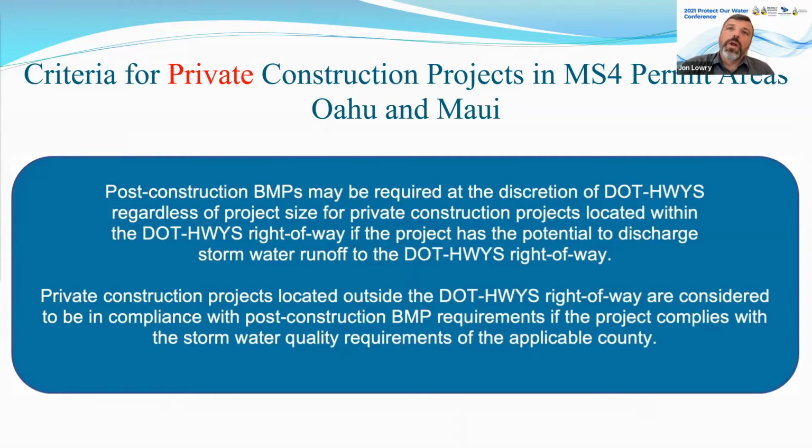So now for private construction projects in MS4 permit areas, these are the projects that are generally going to be out of the right of way, but just connect to DOT's right of way and require some sort of connection or discharge permit. They are required, regardless of the size of the project, if the project has the potential to discharge stormwater runoff to DOT highways right of way.